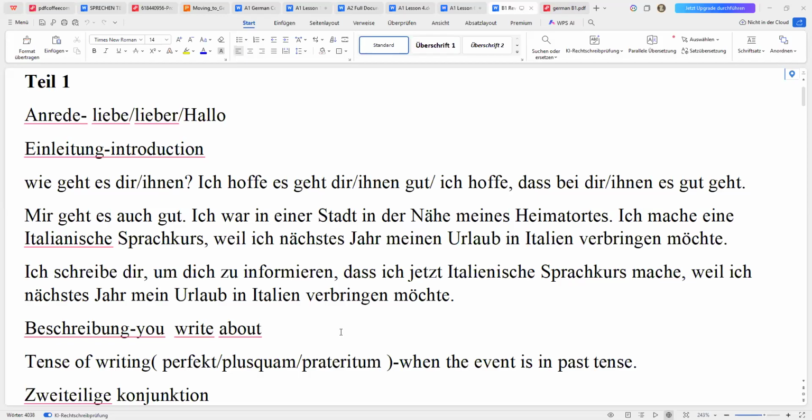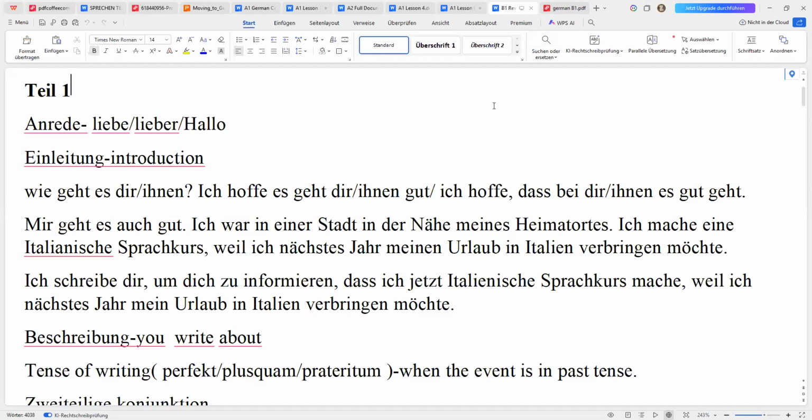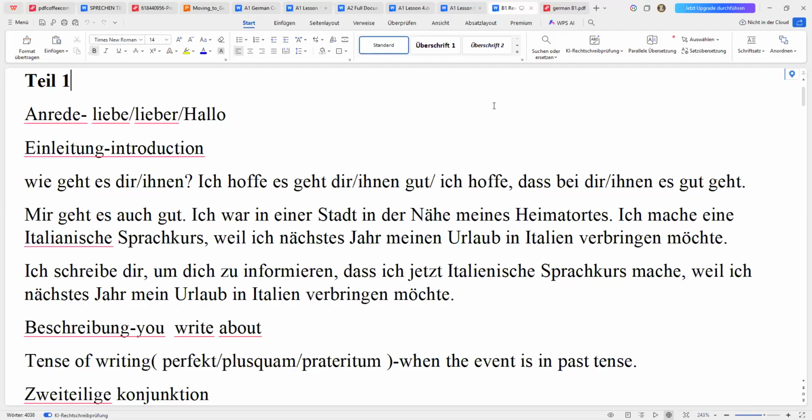There, look at the tense well. Confirm which tense the question is in. Is it present tense? Is it past tense? Check the tense well so that you are sure which tense you are writing in. If the event is in past tense, use perfect or Präteritum. If the event is in present tense, use the present tense.